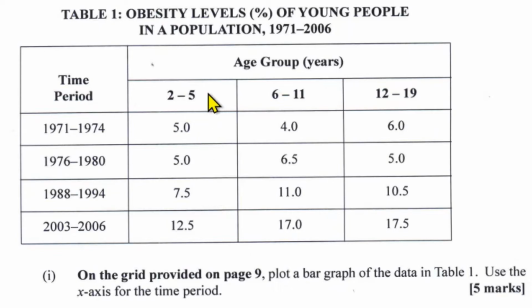So you're seeing the 2 to 5 as the years, basically for all of them, by the way, as the years progressed, the rate began increasing, at least at different rates, because you see at 2 to 5 it went from 5 to 12.5 in a span of, maybe say, almost 30 years, right? 6 to 11 it went from 4 to 17, and 12 to 19 it went from 6 to 17.5. So that means that the 2 to 5 age group had the least increase in obesity levels over the period of time, but all of them increased.